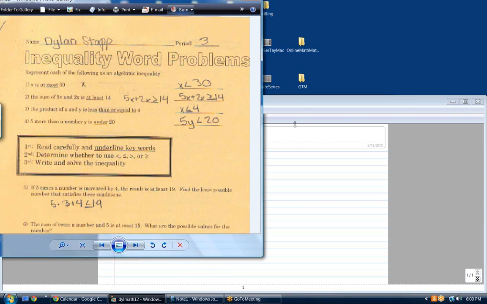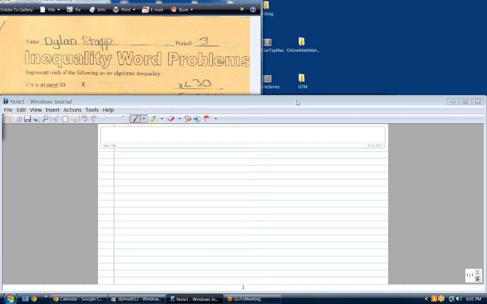Let's have a look at some of these word problems. X is at most 30. Can X be 30? Yeah, it can. So this has to be what? X is less than or equal to 30. Okay.